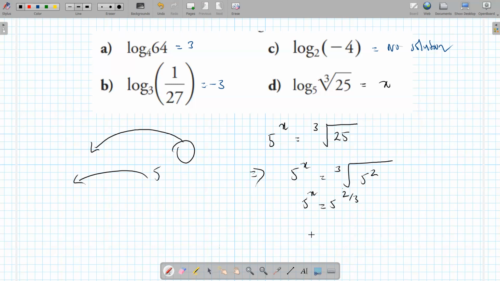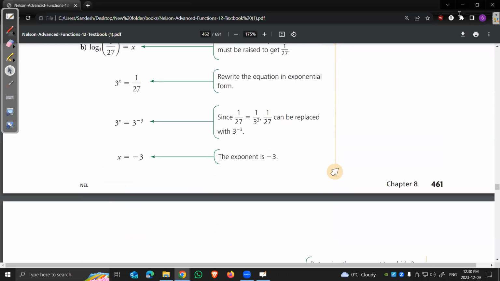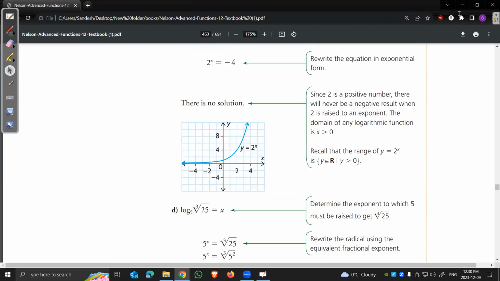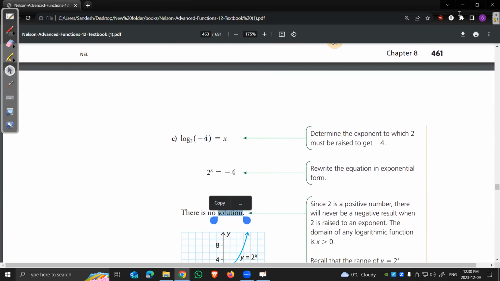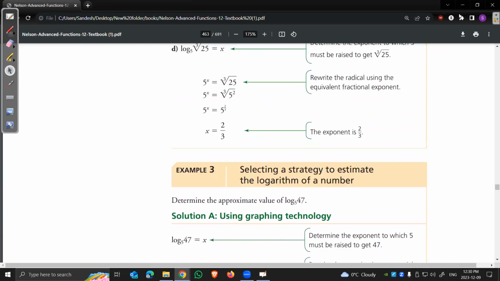So what's the answer to this question? 2 over 3. 2 over 3, there we go. So the answer is 2 over 3. What did they say? There is no solution. Yeah, exactly. Don't leave anything blank. Sometimes they will try to trick you.